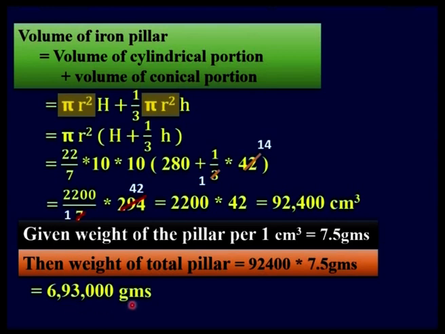6,93,000 grams. Now children, here convert this grams into kgs. So it is written as like this, 693 into 1000 grams. So what is the value of 1000 grams, children, in kgs? It is 1 kg. So 693 kgs.